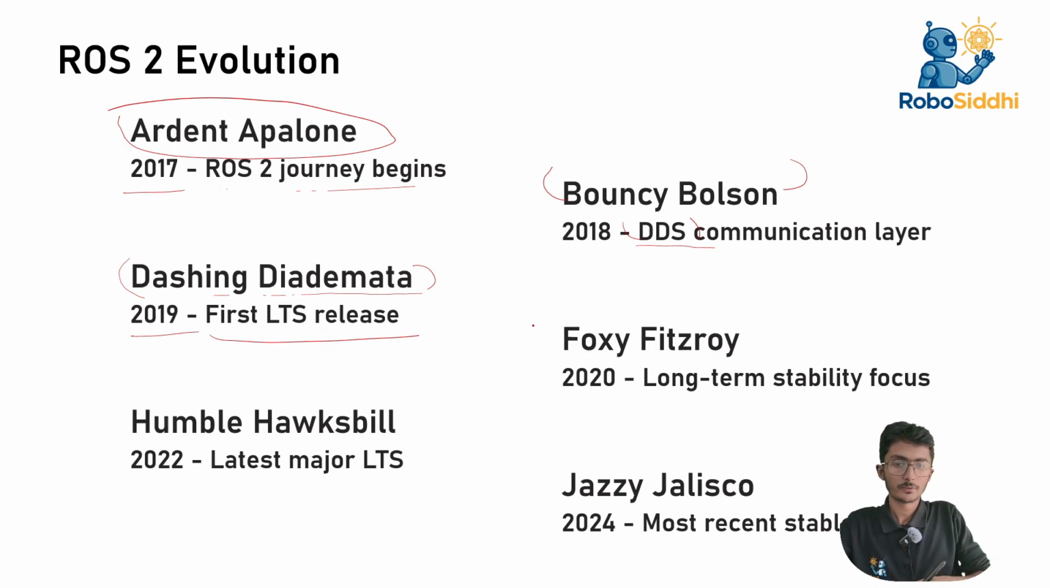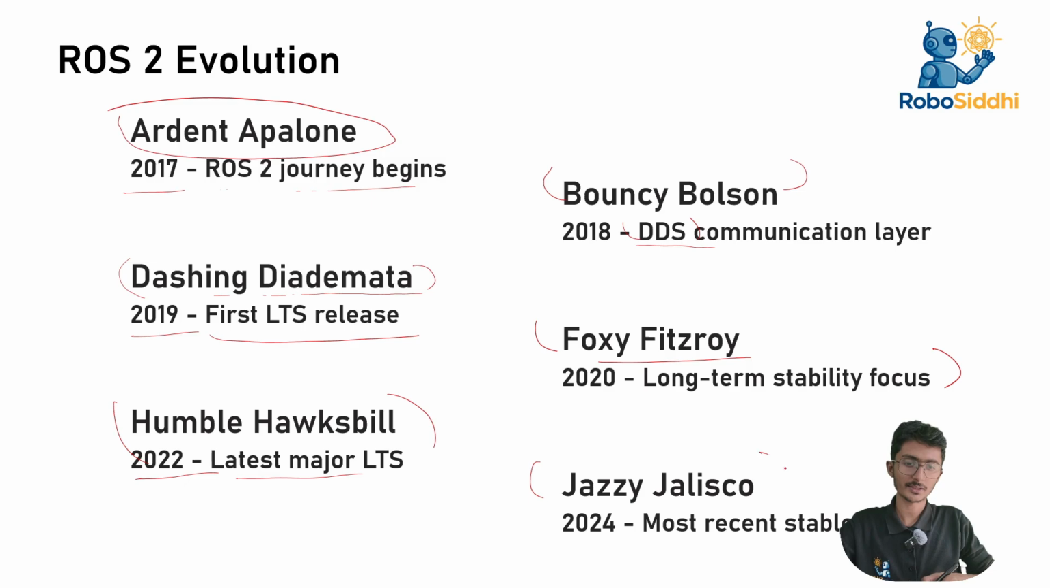Then Foxy Fitzroy, the 2020 release, has a long-term stability focus, which means users can use it for a very long time and it will continue to get updates. Then we have Humble Hawksbill in 2022, the latest major LTS. Then we have Jazzy Jalisco, which is the latest and most stable version, released in 2024.